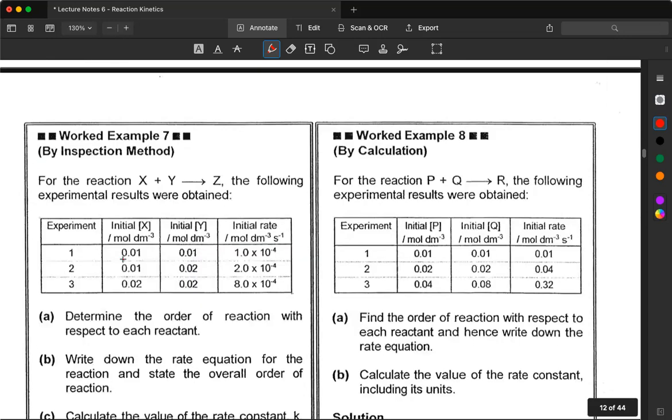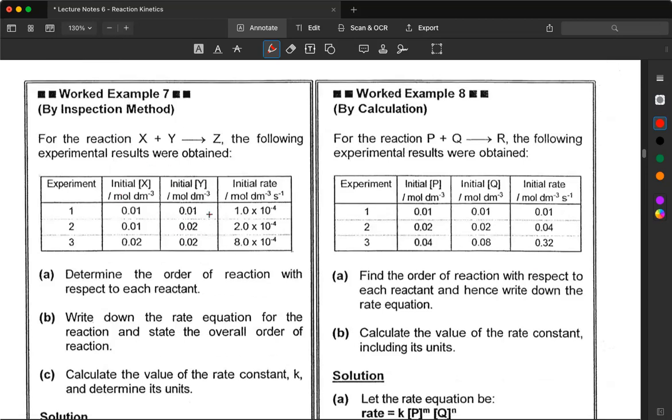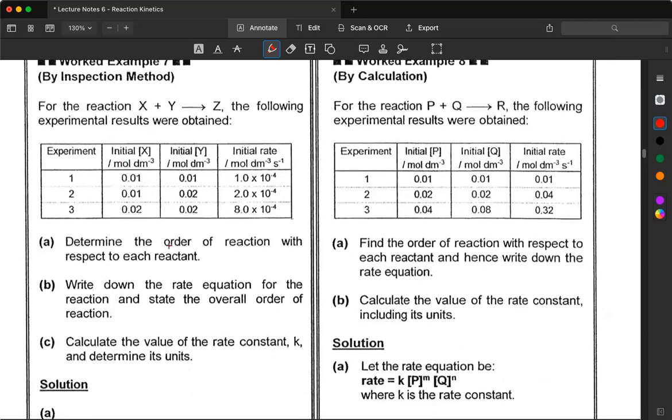So let's say by inspection, we can just look at the data of this particular reaction. Let's say this question asks, determine the order of reaction with respect to each reactant. Now, we can see that by inspection, when the concentration of X is multiplied by 2, let's look at Y first, easier. When this is constant, this one times 2, this one times 2.